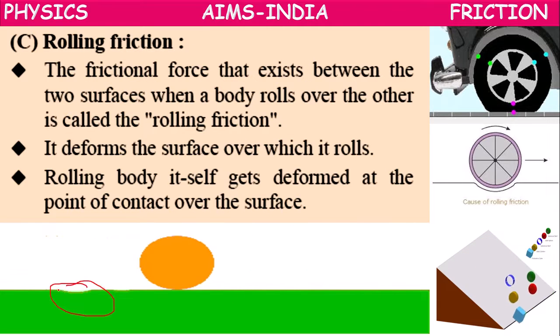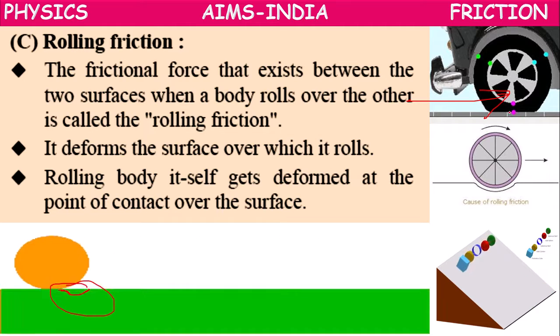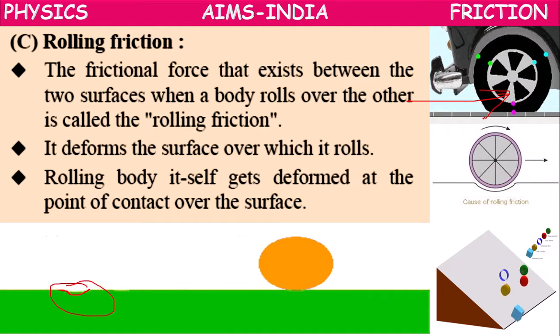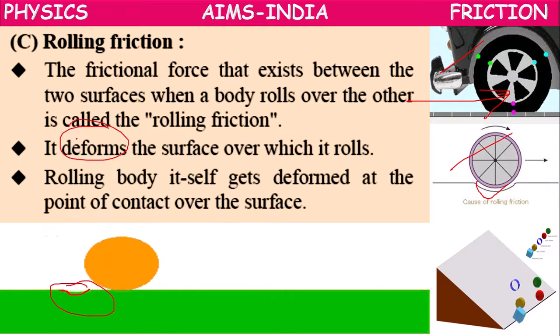Sometimes what happens, observe here carefully. This part is bending, which means this part is deforming. Or when you are moving a car on the road, the car tire will get compressed. Or when you are moving the car in sand, the sand will get compressed. Either the rolling body or the surface on which it is rolling gets deformed because of the rolling.